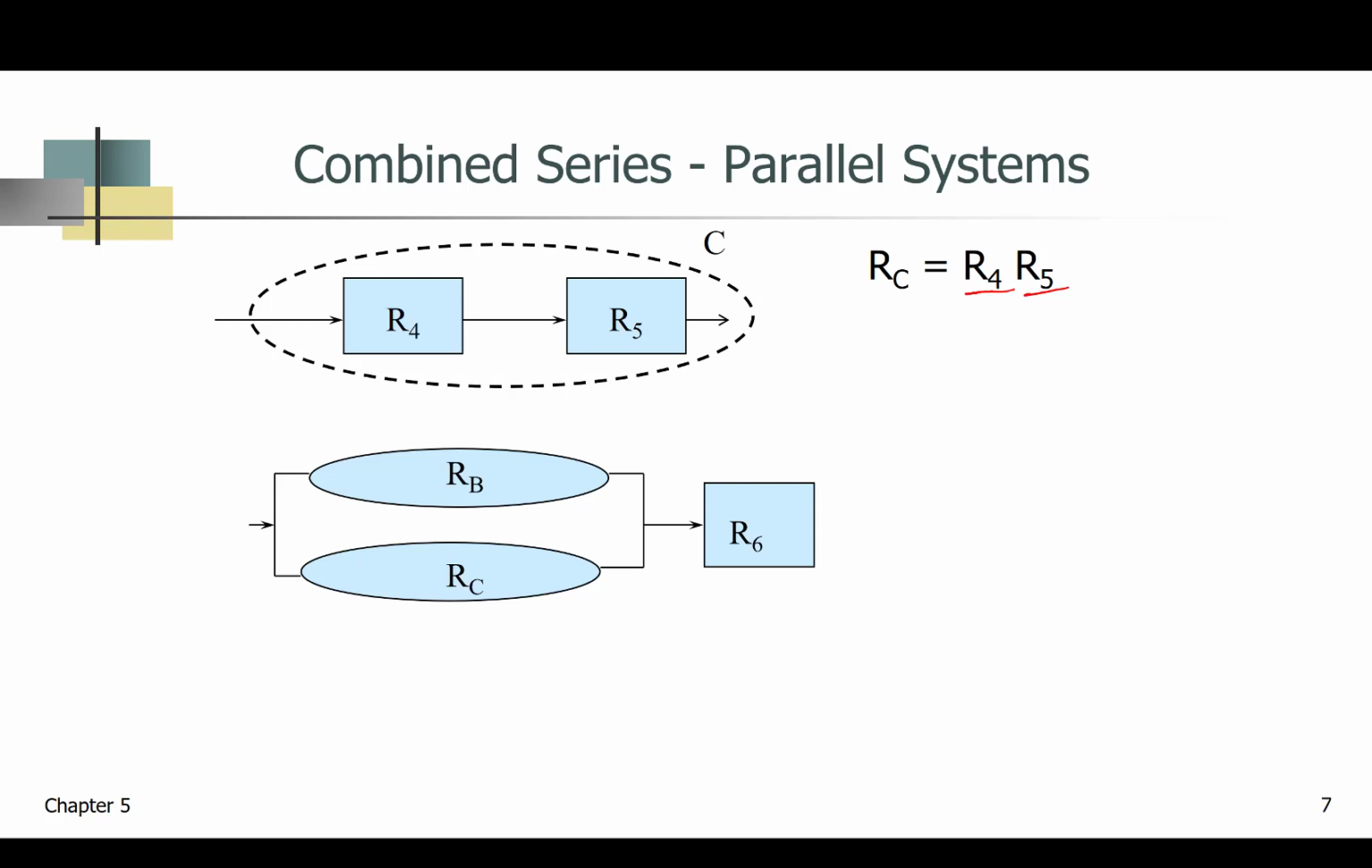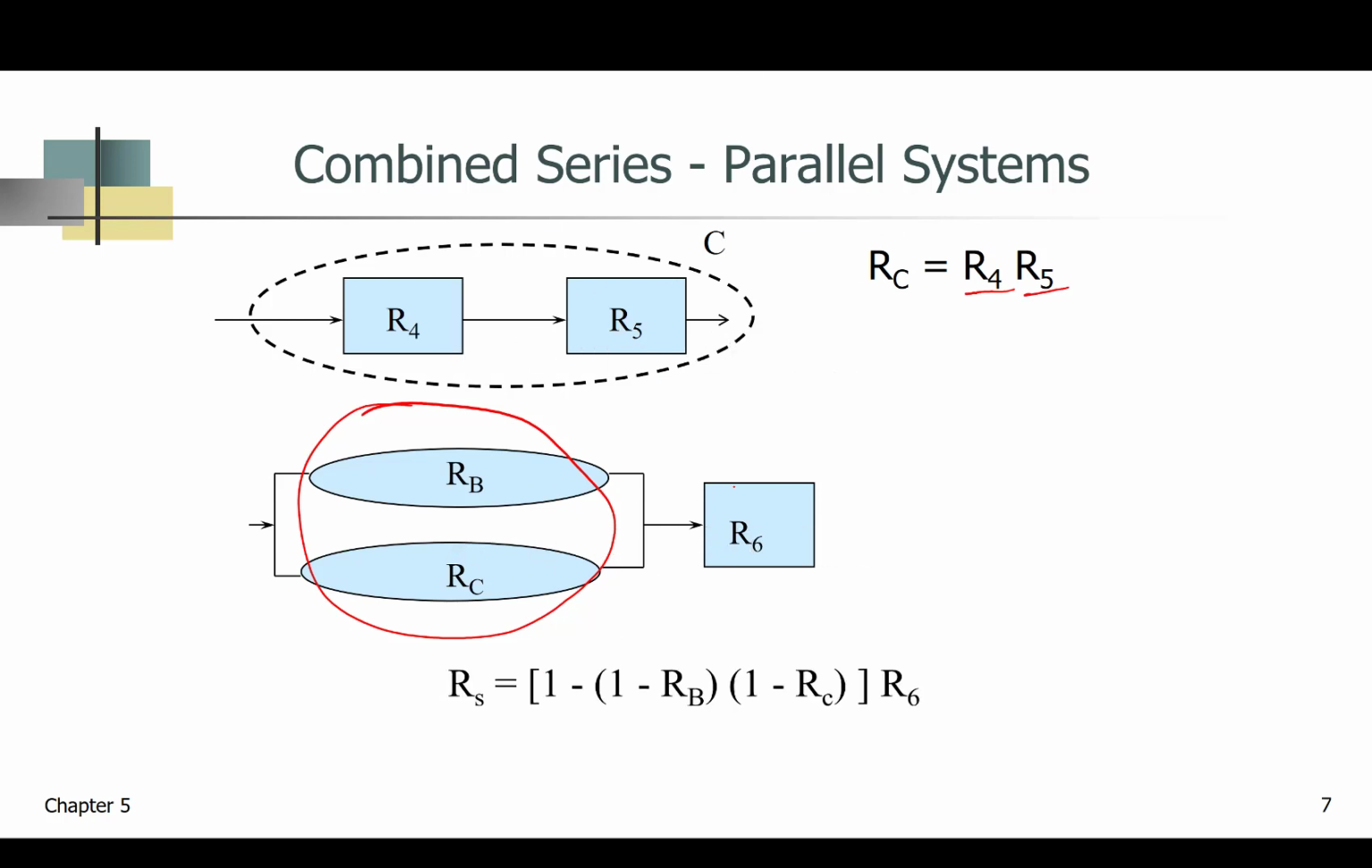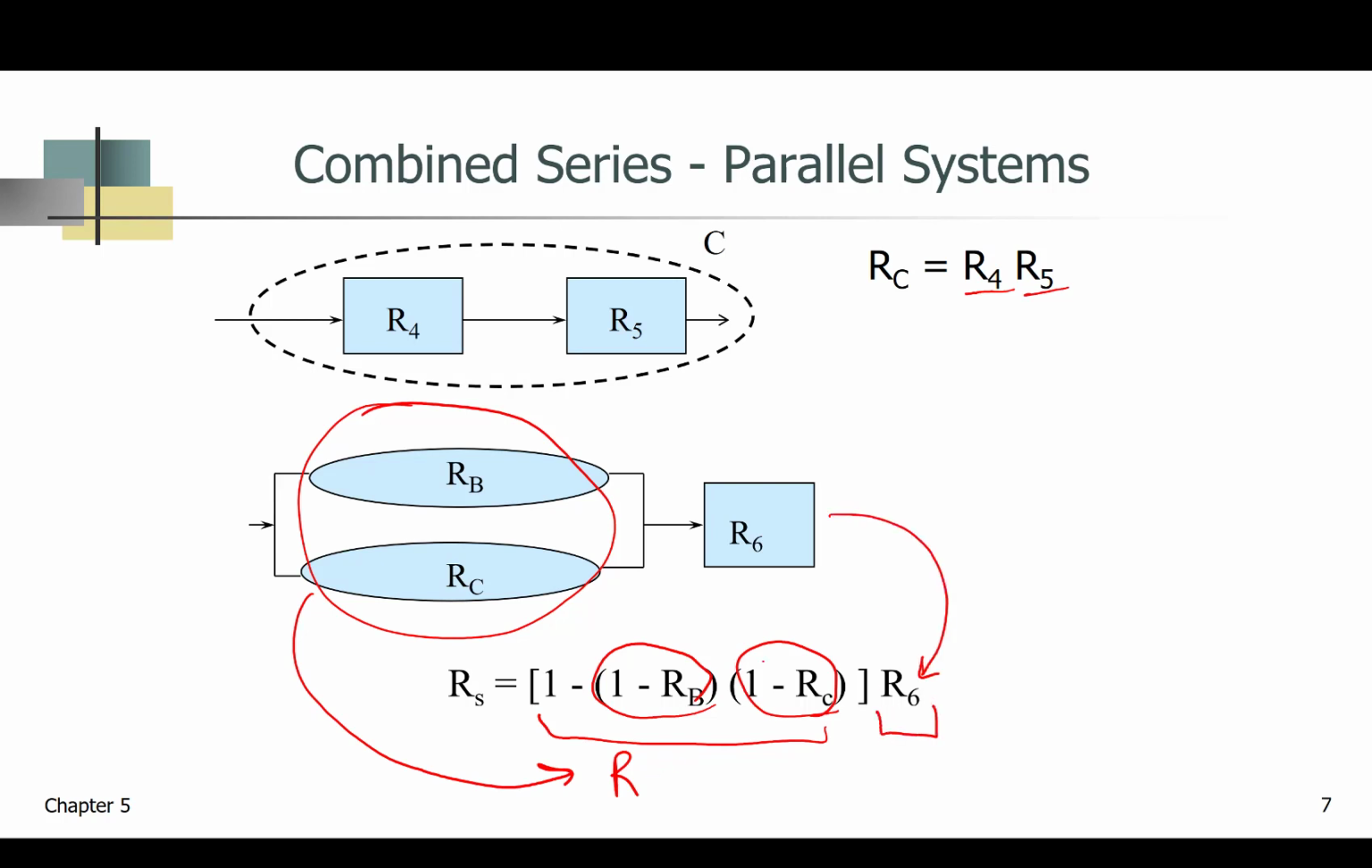So now we have B computed and C computed, and they are in parallel form with each other, but then they're in a series with 6. So we have the failure for B, failure for C. This is the reliability for the first component, and then this is the reliability of 6, and if we multiply, we get the system reliability.